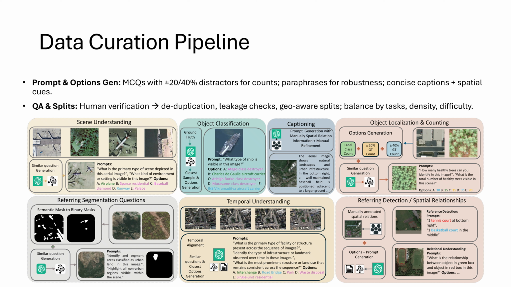Then we run QA and splits: human verification, deduplication, and leakage checks. And we balance by task type, scene density, and difficulty. That keeps evaluation objective, fair, and reproducible.